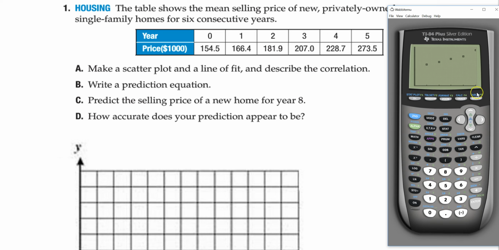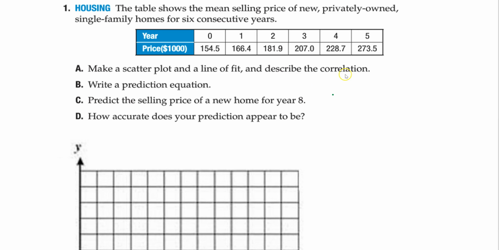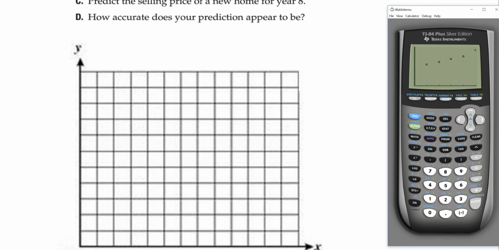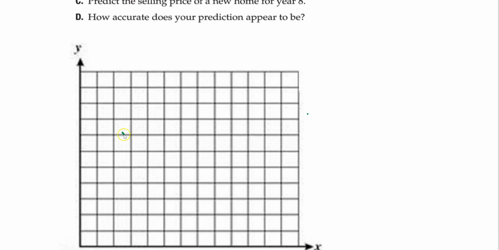Now if you hit graph, you get a little graph that looks like that. Right, it's a lot better. Actually, I can see it. So describe the correlation, looks positive to me. It's a positive correlation. If you want me to draw a line, it doesn't have to be perfect. Let's just try to match it. It looks something like this.